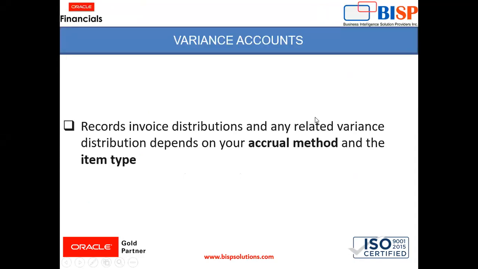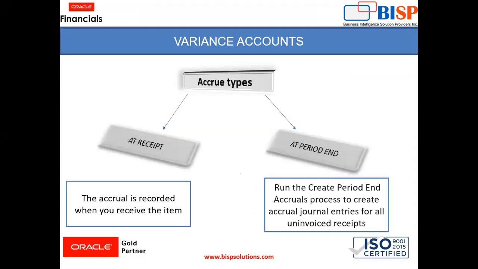The accounts to which payables record invoice distributions and any related variance distribution, depending upon the item type and the accrual method being adopted, is known as variance account. There are two types of accrual method which we can use.